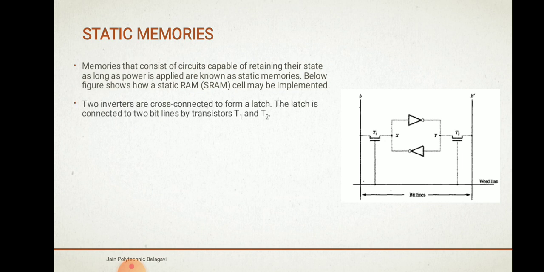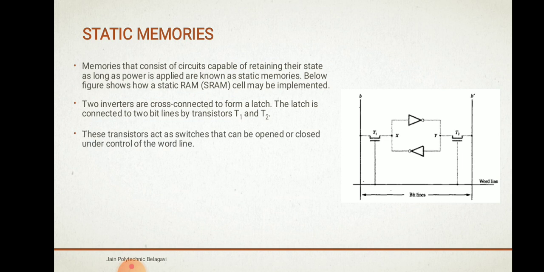Now you can see in the figure there are two inverters which are cross connected to form a latch, that is X and Y. Now the latch is connected to two bit lines by transistors T1 and T2. So there are two transistors and two inverters, X and Y, which are cross connected.